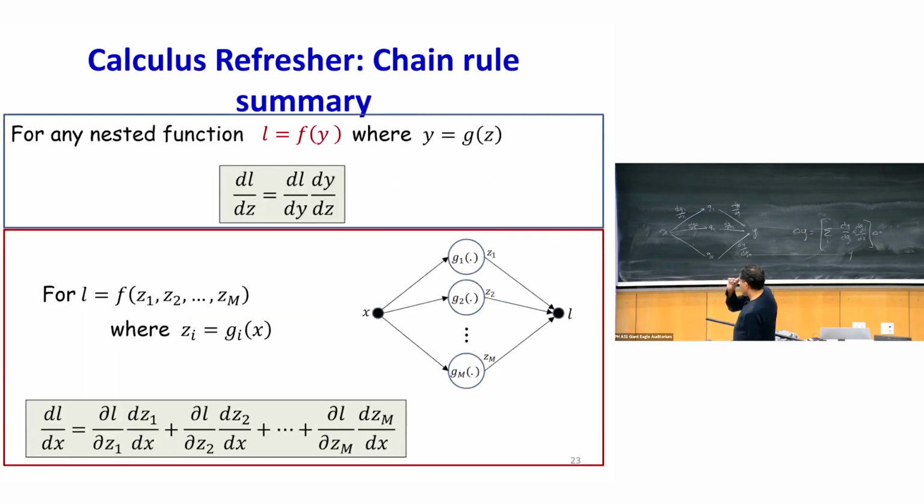And so for any nested function L equals f of y, where y is g of z, we know that dL over dz is dL over dy times dy over dz. And for any function of many variables, where all the variables are functions of a common variable x, the derivative of L with respect to x is simply the distributed chain rule, where you sum the products of partial derivatives over all of the contributing functions g, right? Okay, questions? None.